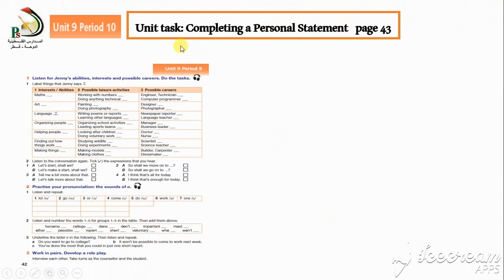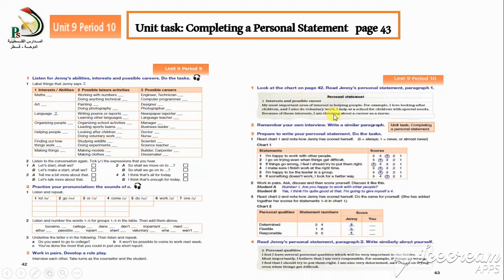Today our unit task is completing a personal statement on page number 43. A personal statement is a type of writing in which a writer introduces their interest, possible career, and also personal qualities. So it talks about the person, their interests, what they are going to pursue as a career, and what their personal qualities are.